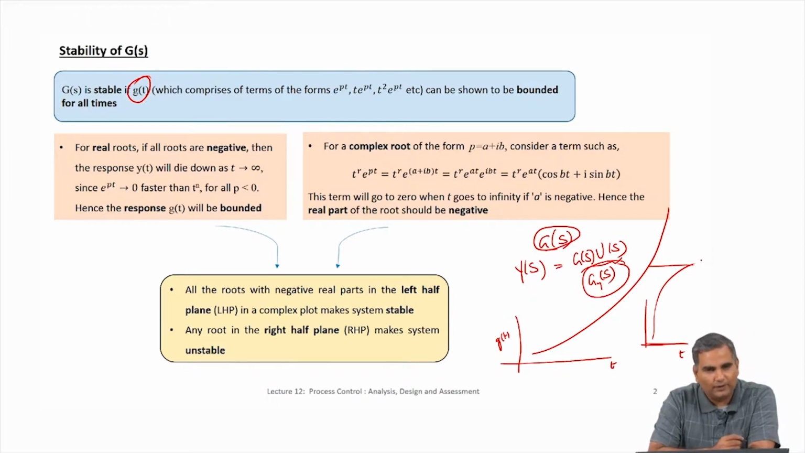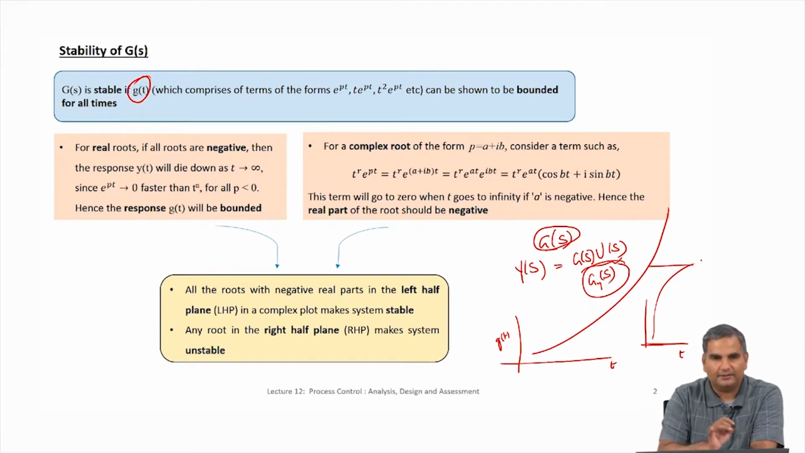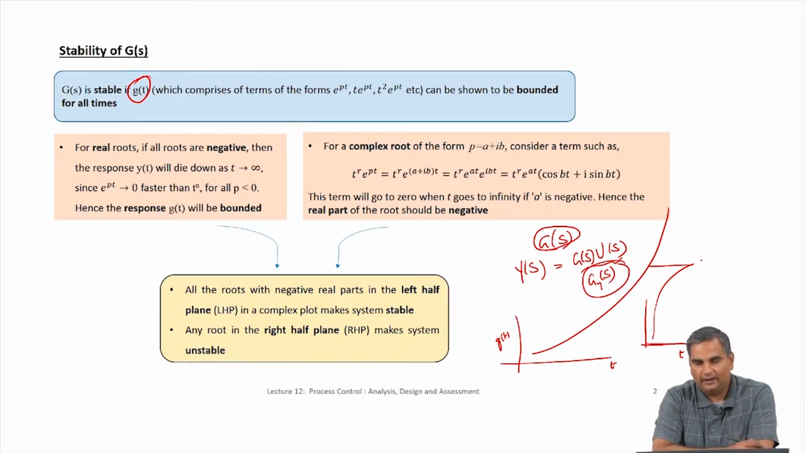So how do we conceptually think about stability of G(s)? While this definition of stability, a very simple English language definition, is very understandable, and we are just saying this does not go to infinity, however, how do I understand this mathematically is an important question that we should address.